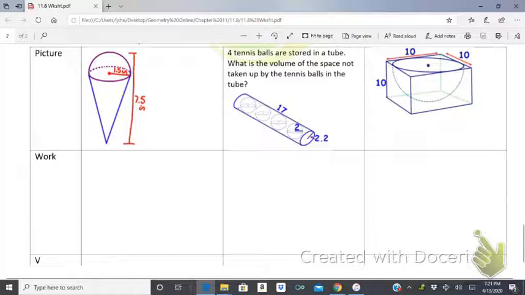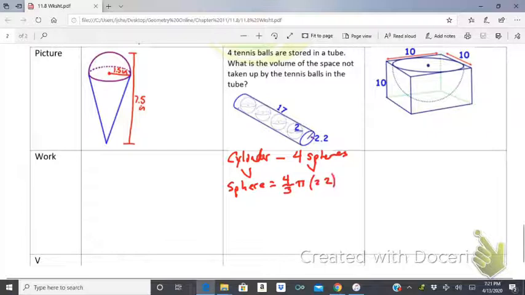So the first thing I'm going to do is find the volume of the cylinder, and then I'm going to take away the volume of all 4 spheres. So basically I have to find the volume of this, and find the volume of one of these spheres, and then take that away from the cylinder 4 times. So my sphere is going to be 4/3 times pi times my radius, 2.2, to the third power.